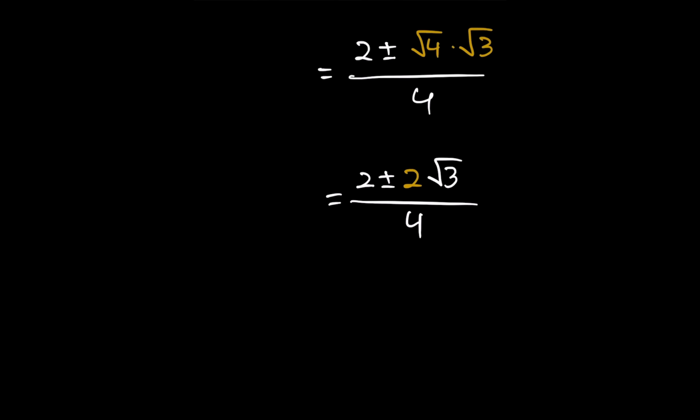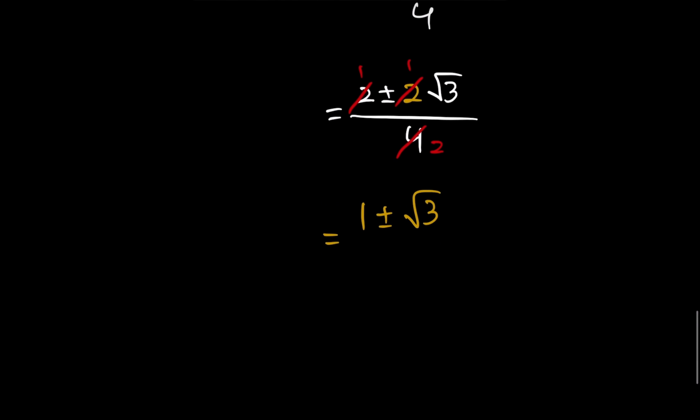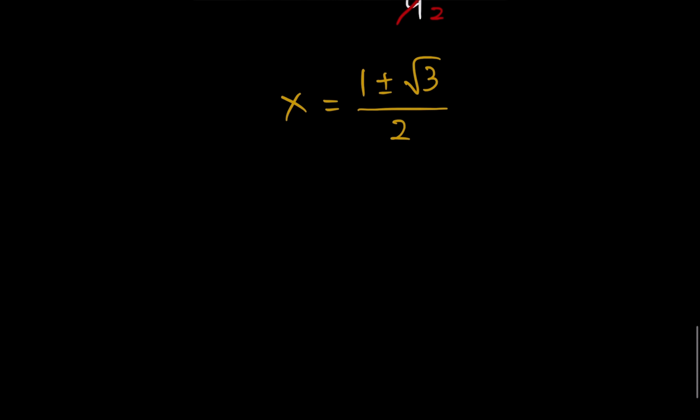So now we can simplify this. We can divide the top and bottom by 2. So we divide 4 by 2, you get 2. 2 divided by 2 gives you 1. 2 divided by 2 gives you 1. So we are left with 1 plus or minus 1 times root 3, that's just root 3, and then this is divided by 2. So that is our final answer. This is what x is equal to.